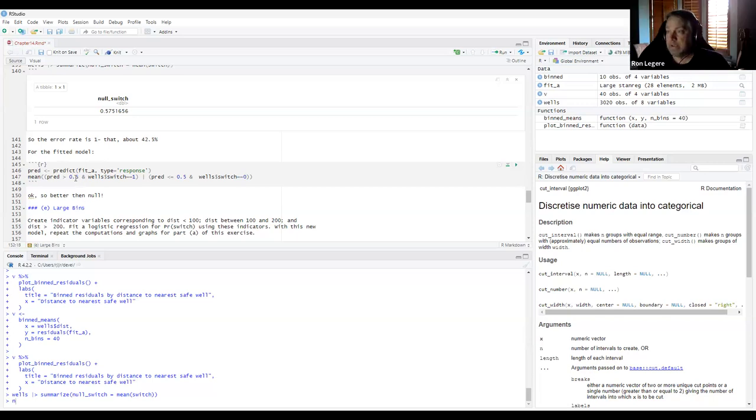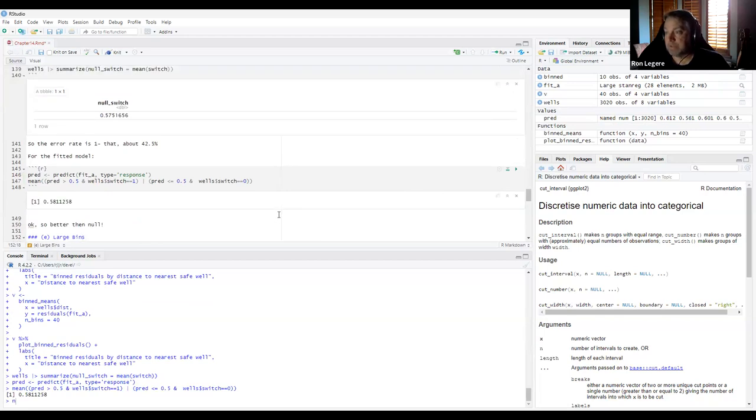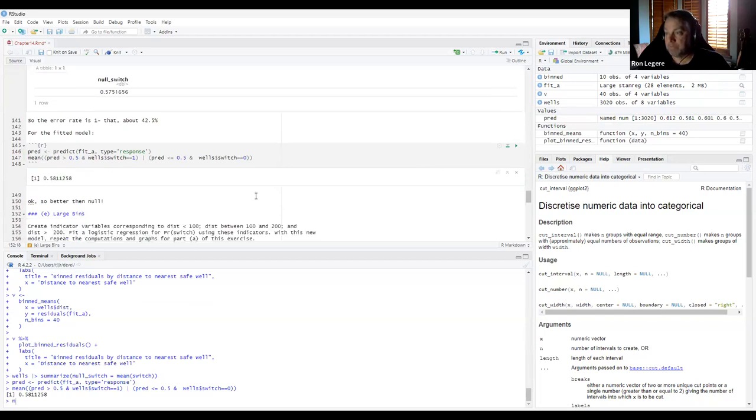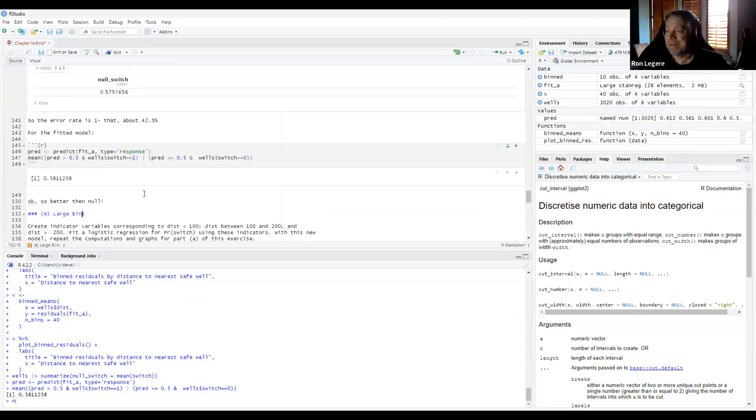Take our data and ask when was it correct, when was it wrong, right? That's all that does right there. And it's got a 58% chance of an error rate, 58%. No, sorry, 58% chance of being right. So the error rate for that is one minus that, not that much of an improvement or any at all, right? It's a fractional difference. Slightly better than the null model.